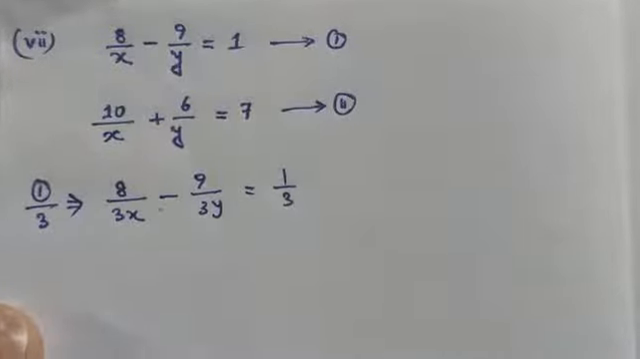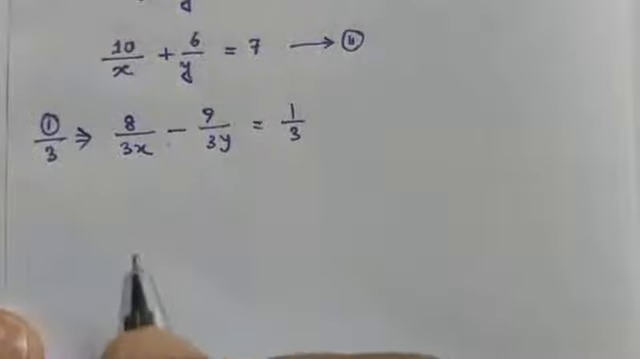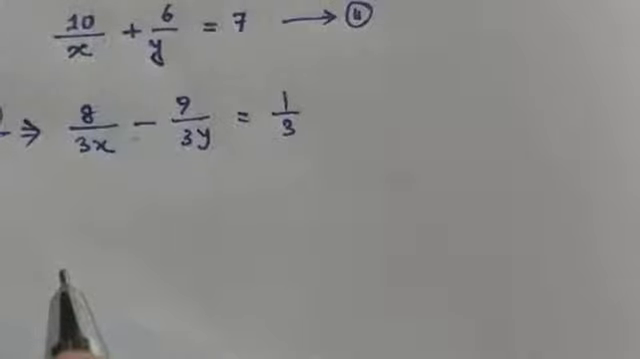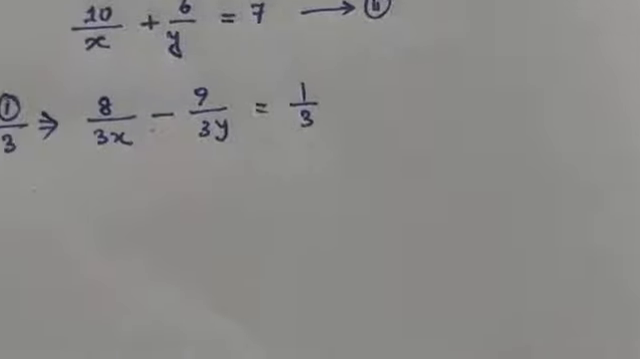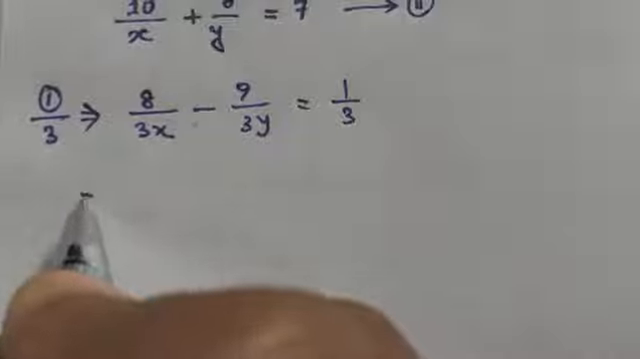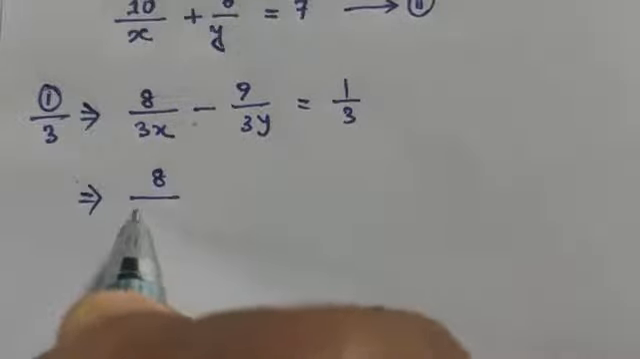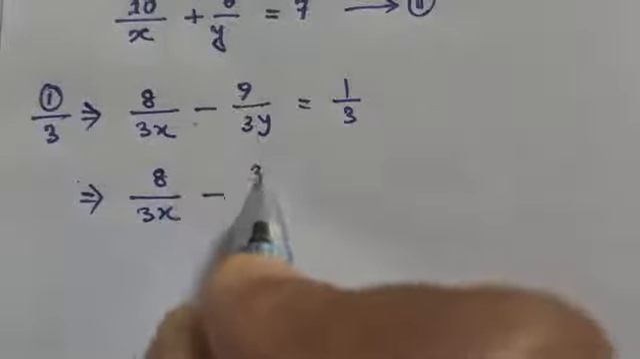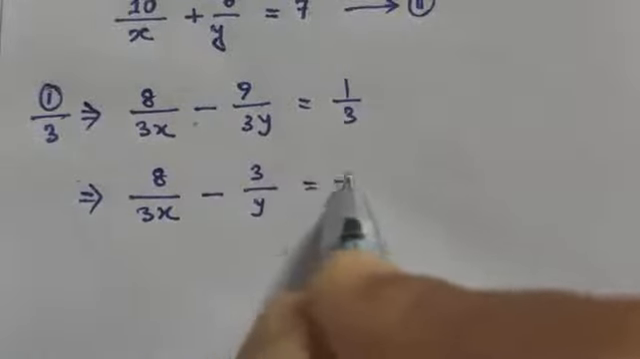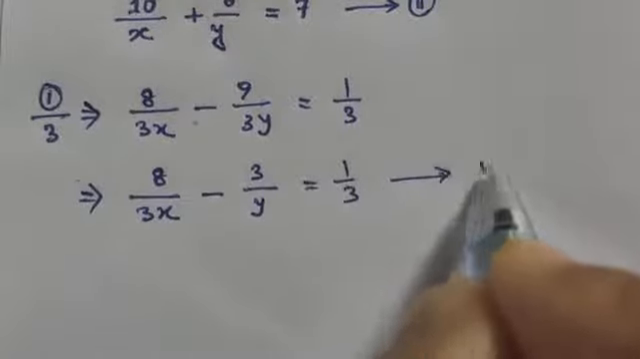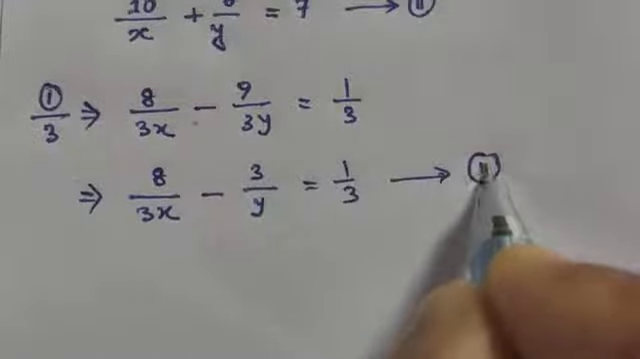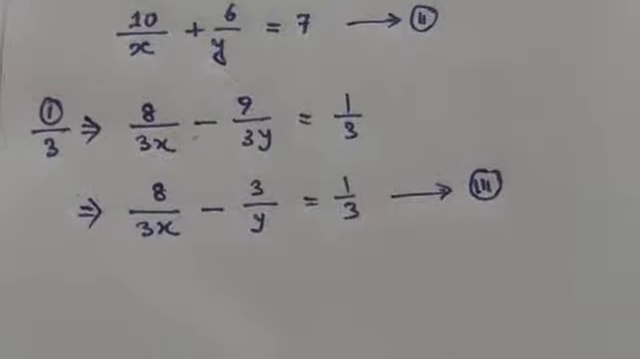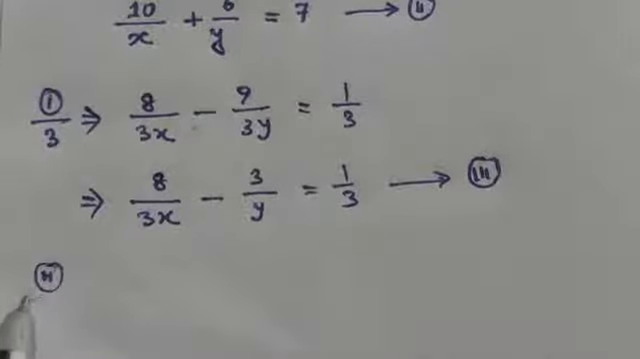Okay, so let's do one more line. Then it will be 8 by 3x minus, if you divide it then it will be 3 by y is equal to 1 by 3. Let us name it as a new equation, equation number 3. And equation 2 is to be divided by 2.